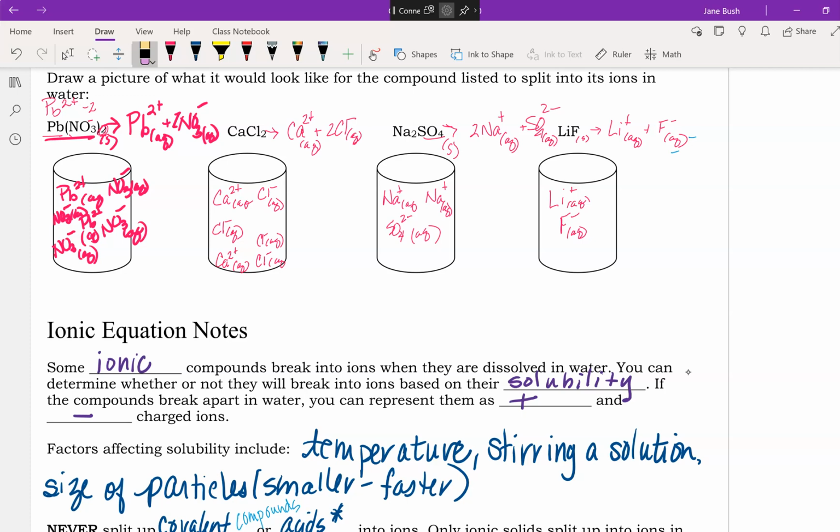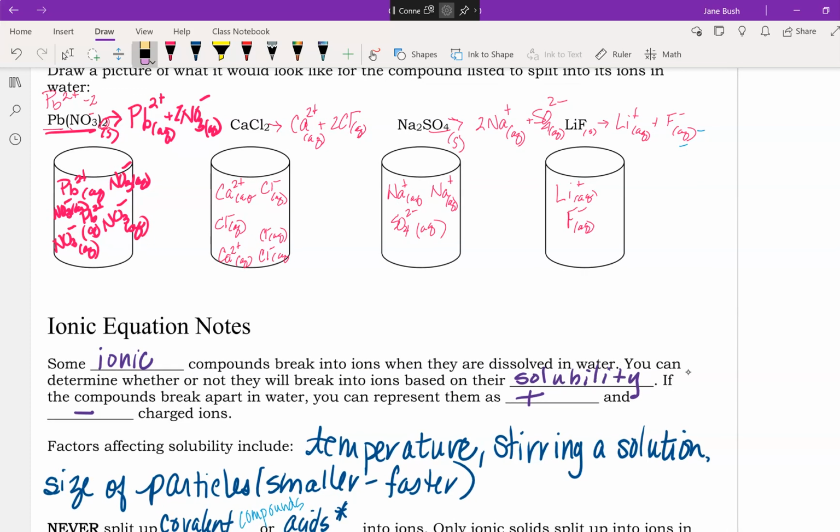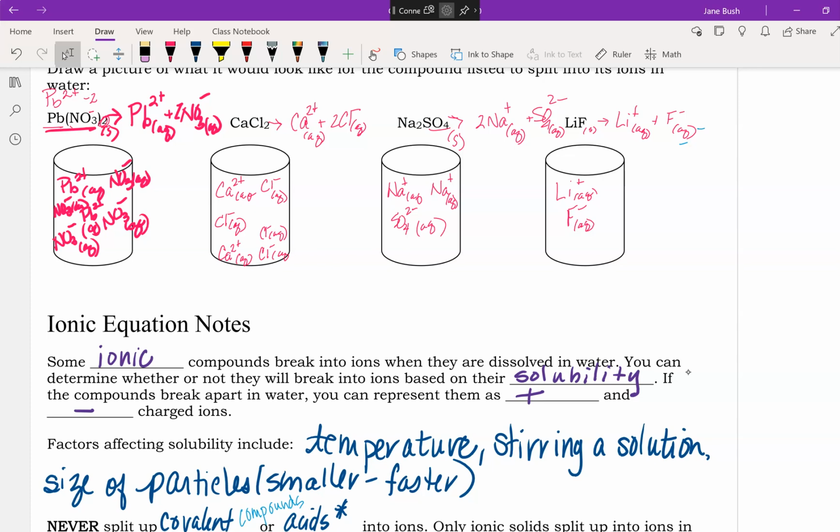If you take AP, you will get into that more. Some ionic compounds break into ions, but basically, like I said, I would argue that all do. They will break into ions based on their solubility. When they break apart in water, you can represent them as positively charged ions and negatively charged ions.